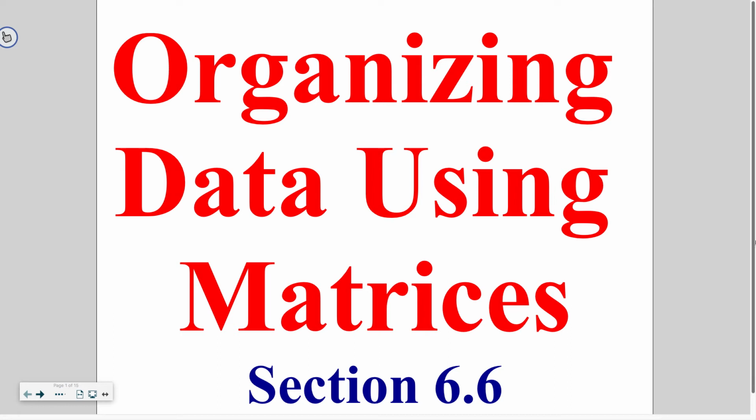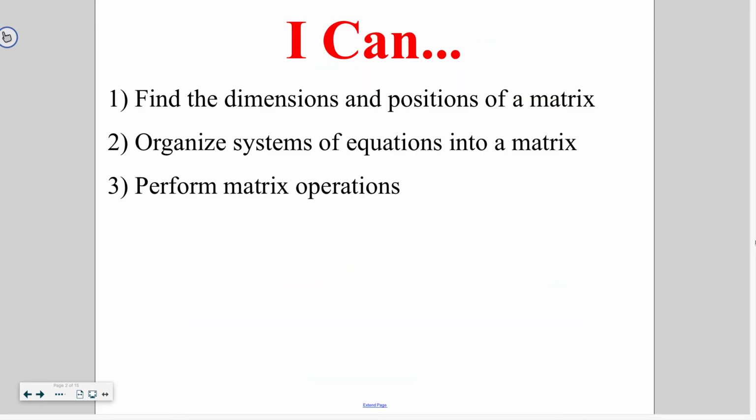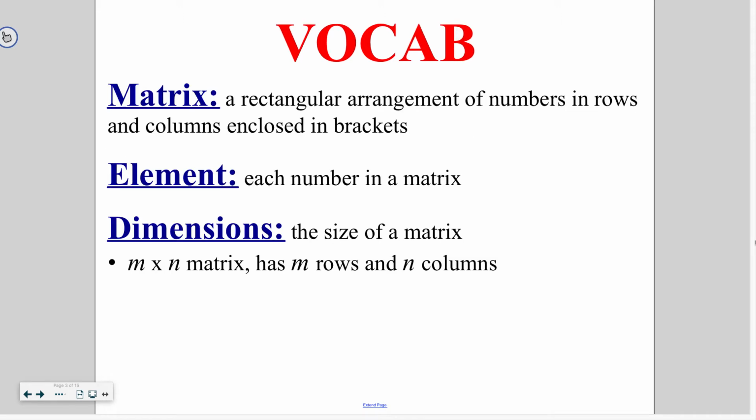Hello class, today we're going to talk about section 6.6, which is organizing data into matrices. By the end of today's lesson, you will be able to find the dimensions and the position of an element in a matrix. You'll be able to organize systems of equations into a matrix, and you will be able to perform matrix operations.